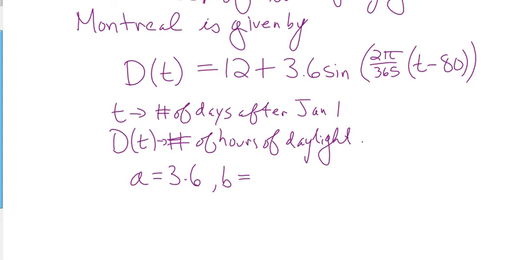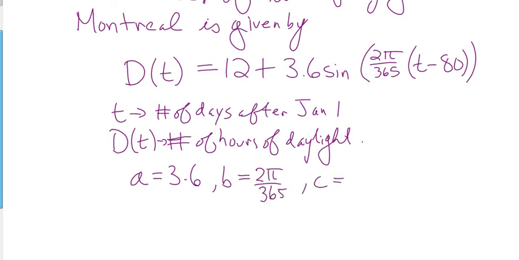Jumping ahead a letter. What's B? Yeah, 2 pi over 365. So B is what you're going to find after the word sine, but before the letter X in this case, right? Now, this is written a little differently, right? This is written in the form, well, it's actually, so 2 pi over 365.